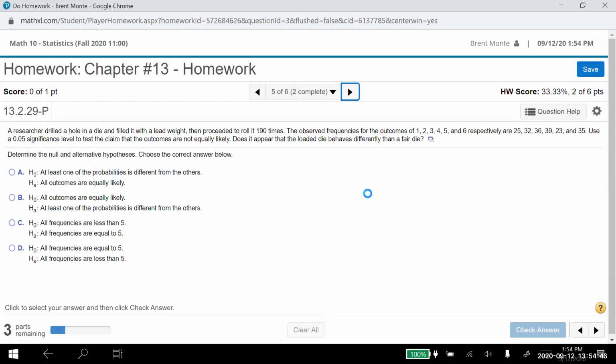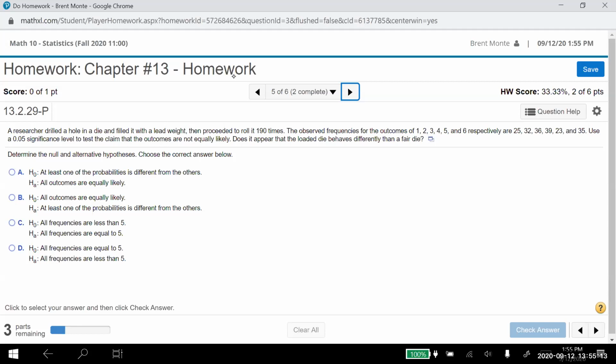A researcher drilled a hole in a die and filled it with a lead weight. So think about rolling dice. We've got a single die, 6-sided. The researcher drilled a hole and filled it with a lead weight, then proceeded to roll it 190 times. The observed frequencies for the outcomes of 1, 2, 3, 4, 5, and 6 respectively are given, and they tell us what the observed outcomes were. Use a 0.05 significance level to test the claim that the outcomes are not equally likely.